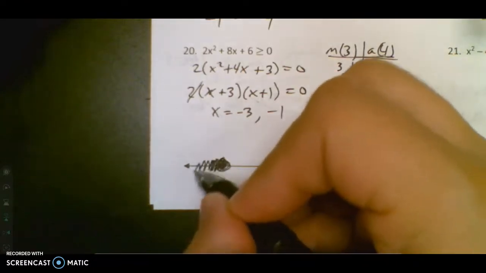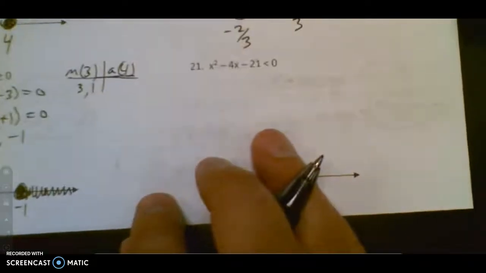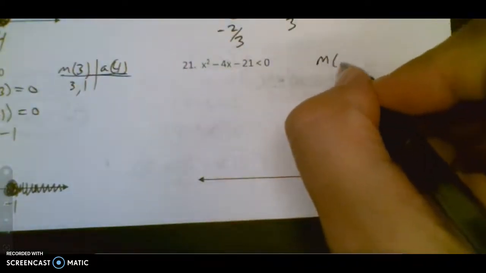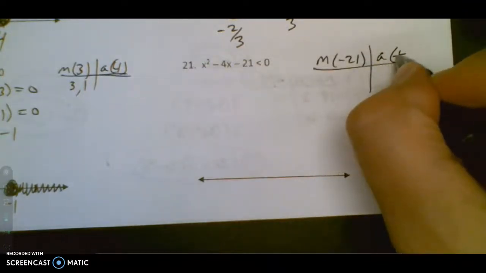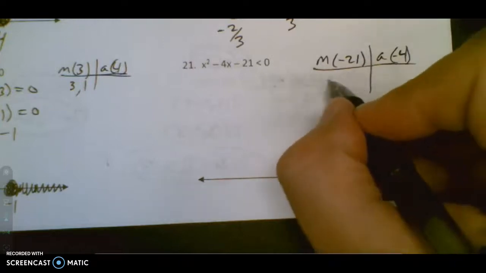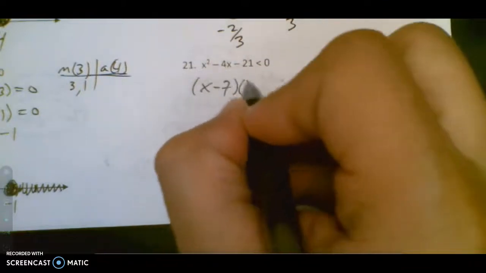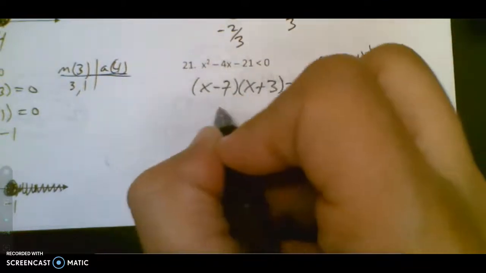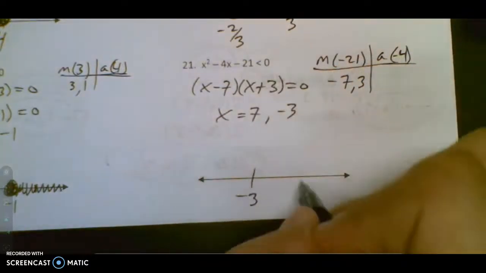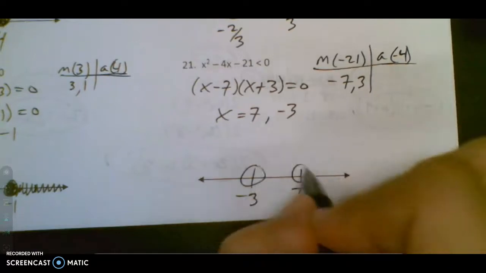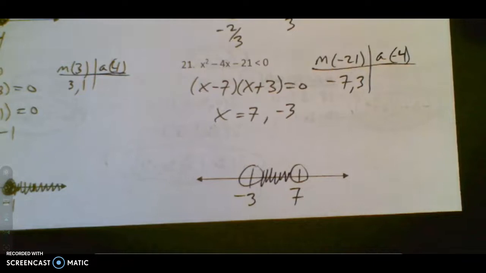You could have also used a test point and plugged it in. If it's true, you shade towards it. So this one looks like a nice problem, and it is. What multiplies to make -21 and adds to be -4? Negative 7 and 3, right? X minus 7, x plus 3. My two answers would be regular 7 and negative 3. Open circles, because it's just less than, and less than is and. So it looks like that.